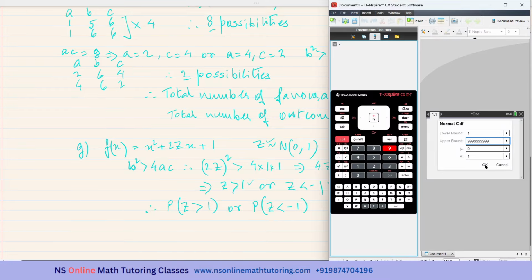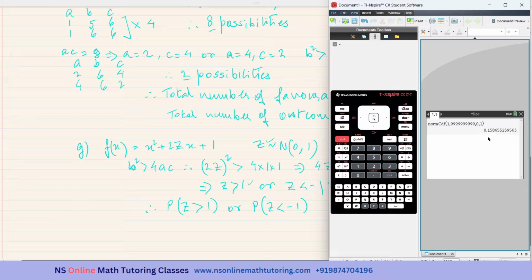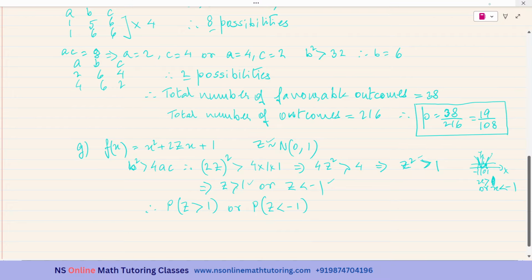So this is 0.158655. I am writing 0.158655. So this is equal to 0.158655. And because this is OR, I'll be writing plus. And then P of Z less than -1.